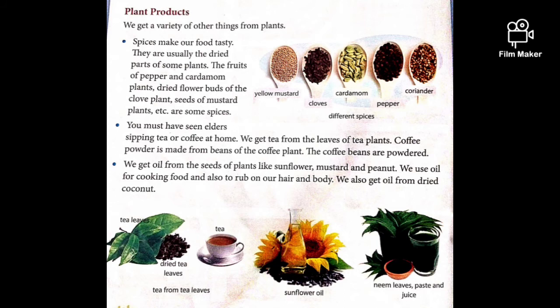You must have seen elders sipping tea or coffee at home. We get tea from the leaves of tea plants. Coffee powder is also made from the beans of the coffee plant. So coffee beans are powdered. So plant products are very, very important for us.